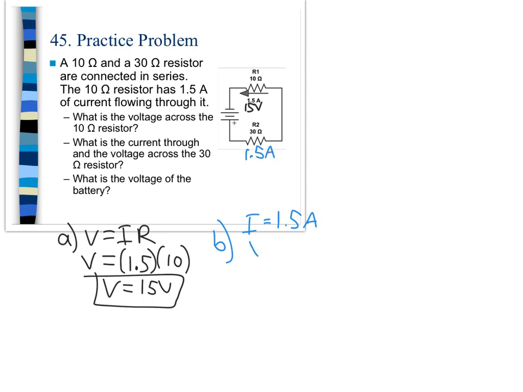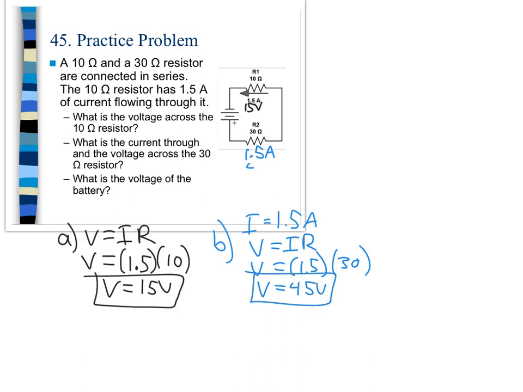And then for my voltage, I'm going to use Ohm's law once again. So as you're seeing, we are going to be using Ohm's law very, very frequently when doing these problems. And so I do that 1.5 times 30, and I get that this is 45 volts here. So I'm going to put that down as 45 volts.